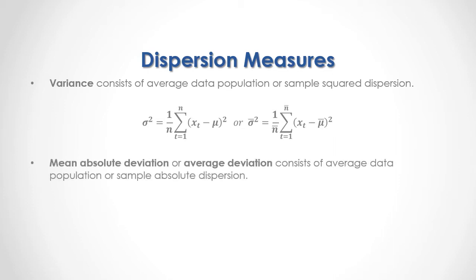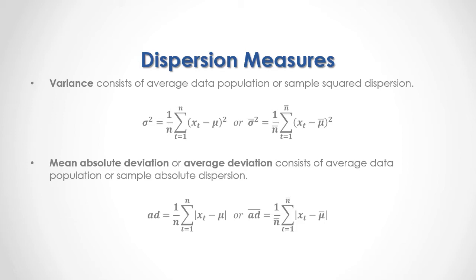Mean absolute deviation or average deviation consists of average data population or sample absolute dispersion. As a formula, to the left we have the population average deviation, which is equal to 1 divided by the number of observations within the population multiplied by the sum from the first to the last of the absolute value of the differences between the data within the population minus its arithmetic mean.